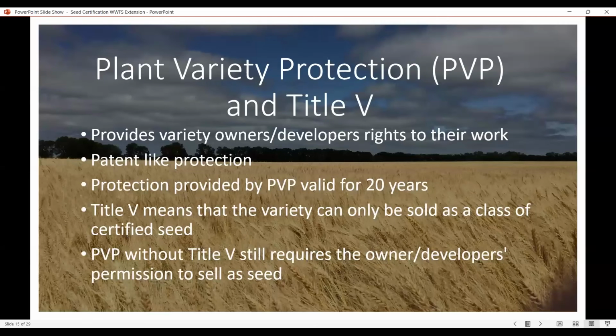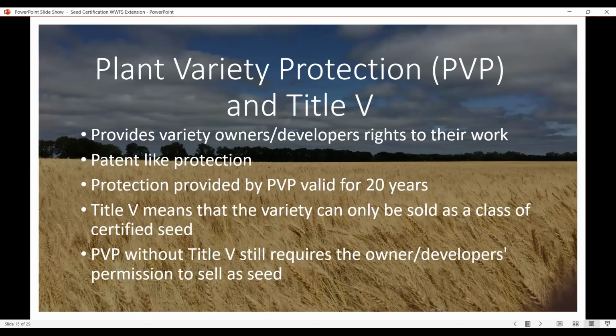Now we'll talk a little bit about plant variety protection. Plant variety protection is set down in federal law and administered by the USDA federal seed branch, and it helps provide the variety owners with protection and rights for their work. It's patent-like protection. It's not a patent, but it provides protection that's much like a patent. It's good for 20 years.